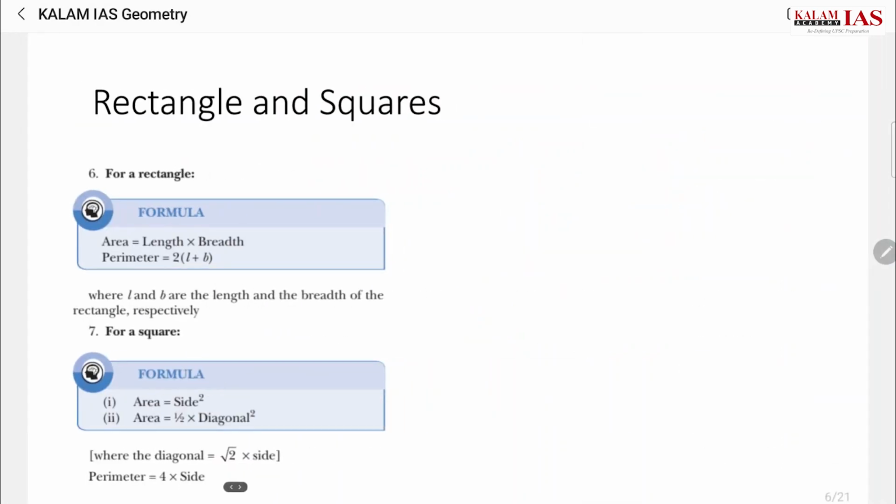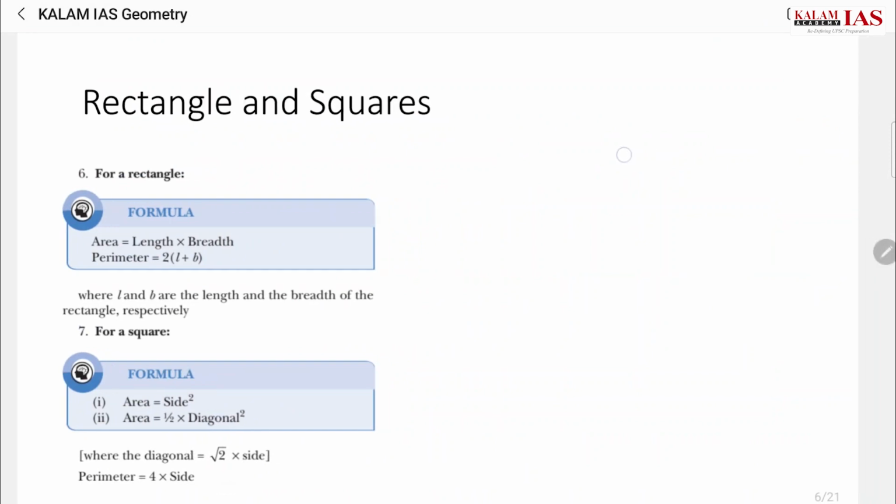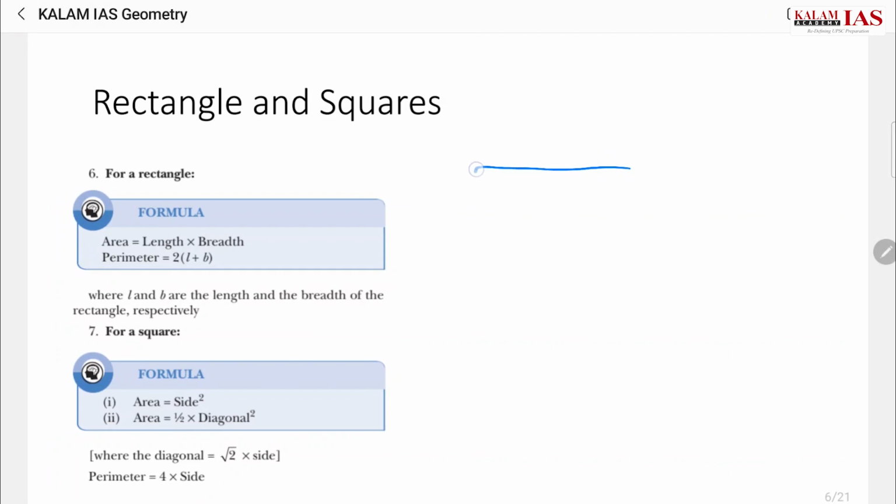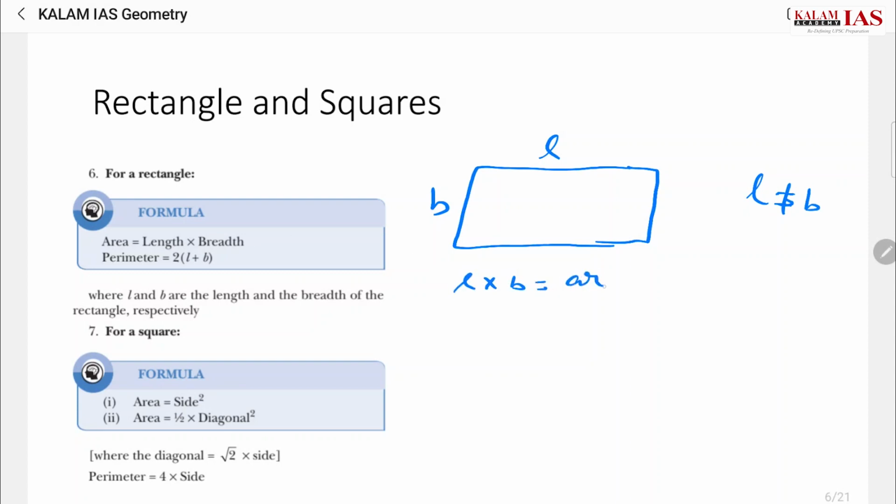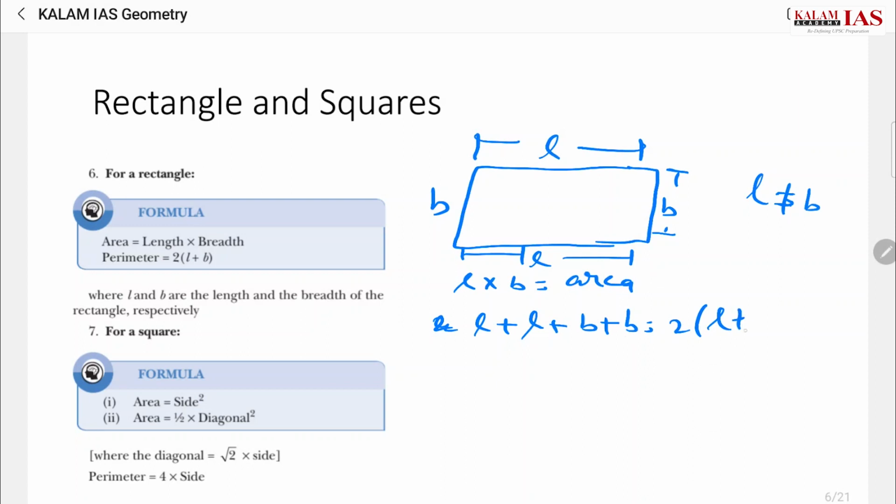Moving on, we come to rectangles and square. Rectangle is a 2D shape wherein there are two sides, length and breadth, and length is not equal to breadth. The area of the rectangle is simply given by length into breadth, that is L into B is equals to area, and perimeter is given by 2 length, because there are two sides, total 4 sides, L, L and B, B. So adding these, L plus B, equals to 2 into L plus B is equals to perimeter of rectangle.